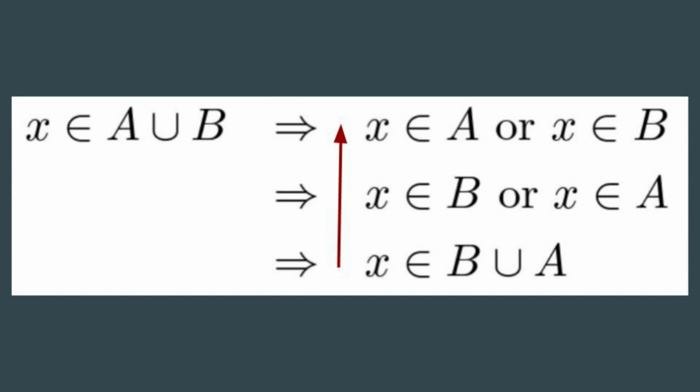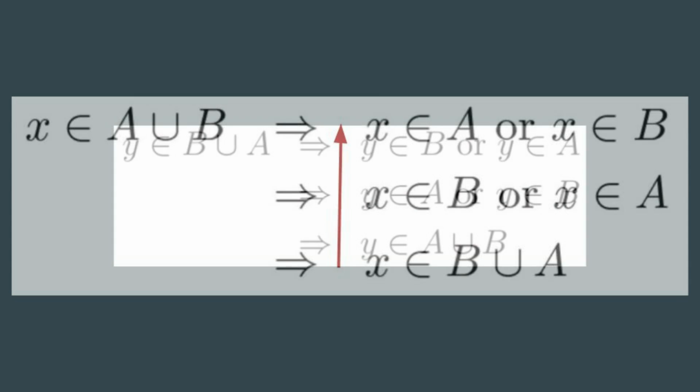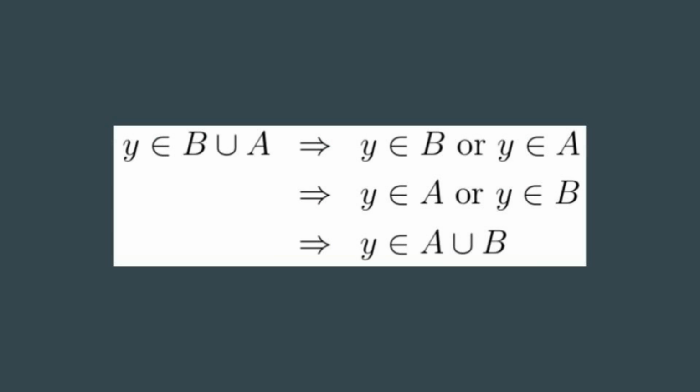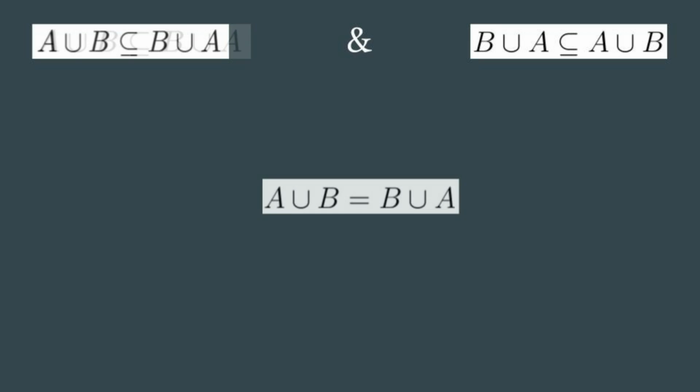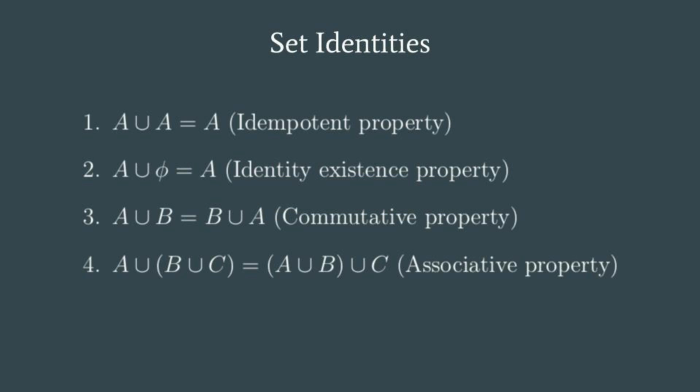Thus, to prove the second part of this statement, we move backwards in our previous proof. Thus, the second part of this proof is obviously done in this way, which obviously implies B union A is a subset or equals to A union B. Both the relations A union B is a subset or equals to B union A and B union A is a subset or equals to A union B together imply A union B is equals to B union A. Other set identities are these.